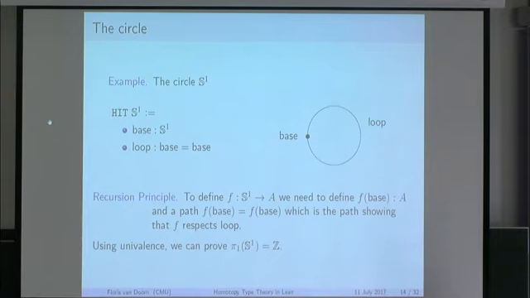And using univalence, we can prove, for example, that the fundamental group of the circle is the integers. The idea is that in the loop space from base to itself, we can go counterclockwise any natural number of times, or clockwise any natural number of times. So that gives the integers. That is the idea. And we can actually prove this in HoTT using the univalence axiom.